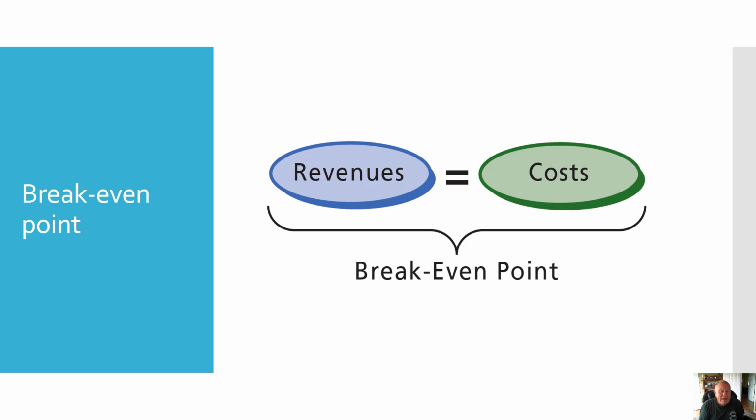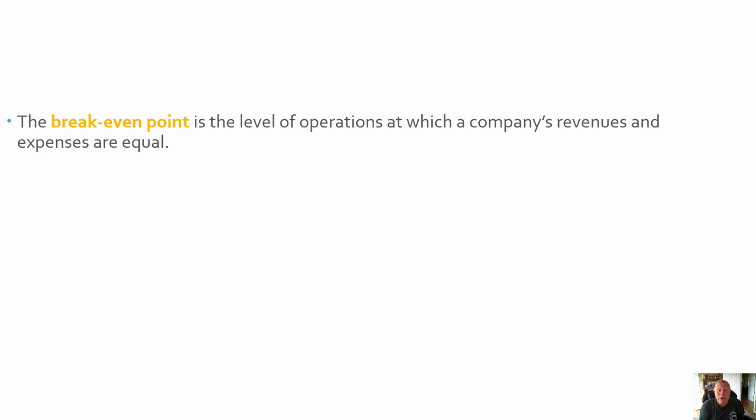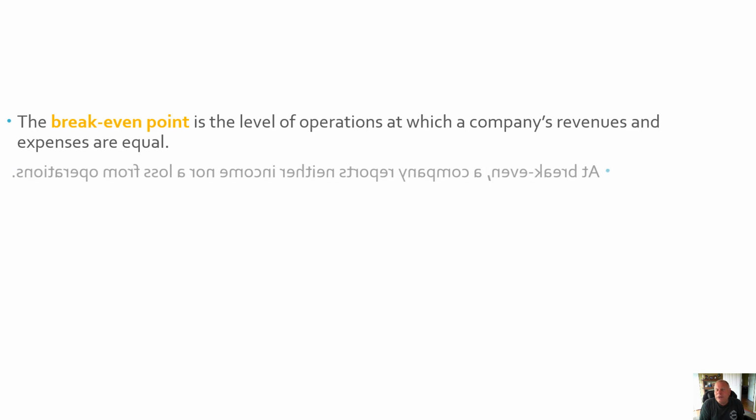Now, that's a minimum. As a business, we can't stay in business if revenues only equal costs. Okay? That's just a basic thing. But we like to look at what that break-even point is. By definition, that is simply the level of operations at which a company's revenues and expenses are equal, or they offset each other. At that level, you're neither profitable nor at a loss.